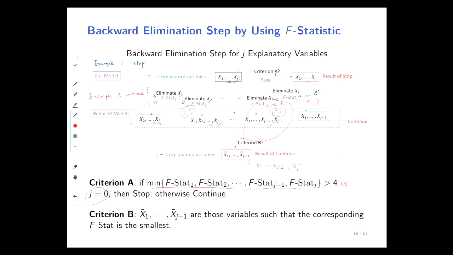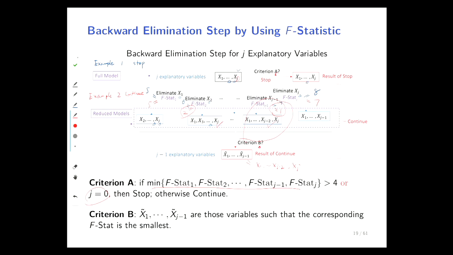So that means, for instance, in this backward elimination step, if we have J variables, we need to determine whether or not we should eliminate one variable. So criterion A is used to help us determine whether or not we should continue, that means whether or not we should eliminate. And also we have criterion B.